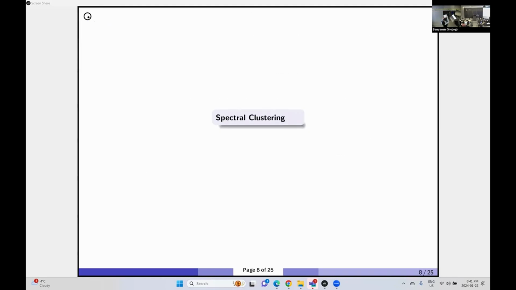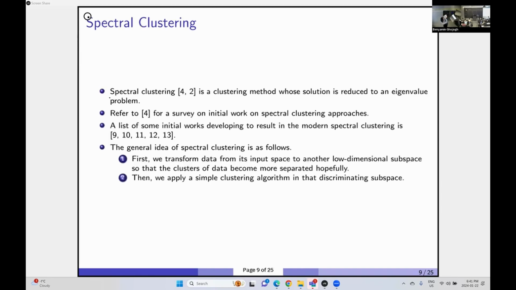Now we start spectral clustering. So what is spectral clustering? It is a clustering method whose solution is reduced to an eigenvalue problem. By the way, in machine learning, whenever we say it is a spectral algorithm, usually its solution reduces to an eigenvalue problem of some matrix, and usually it has a geometrical approach. Okay.